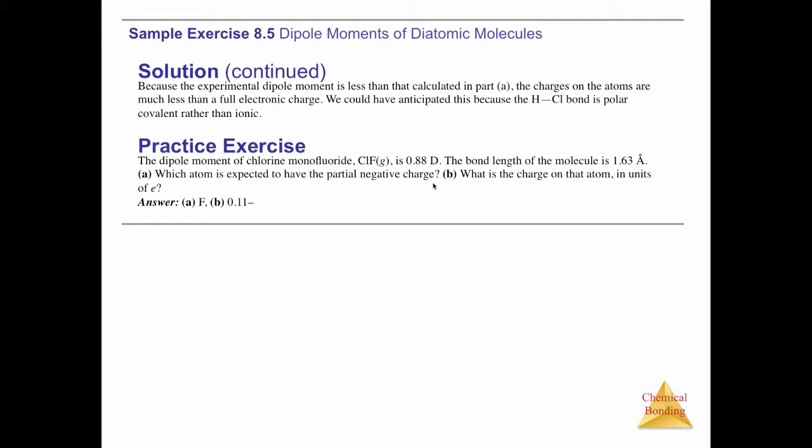The dipole moment of chlorine monofluoride is 0.88 debye. The bond length of the molecule is 1.63 angstroms. Which atom is expected to have the partial negative charge, and what is the charge on that atom in units of e?